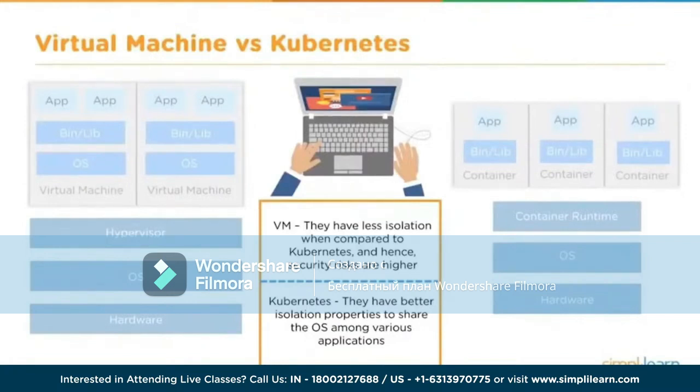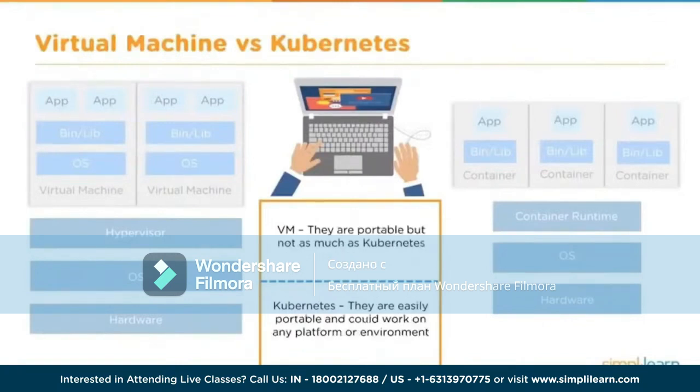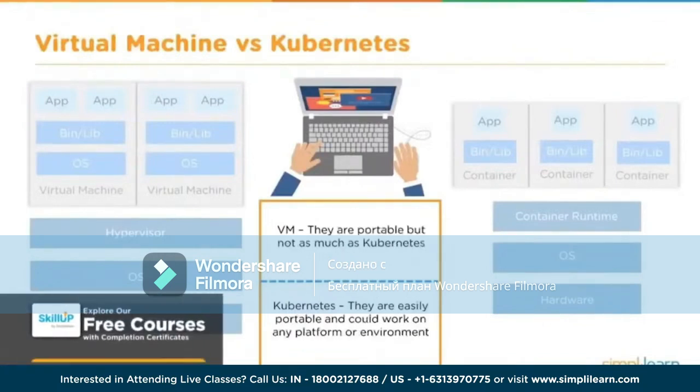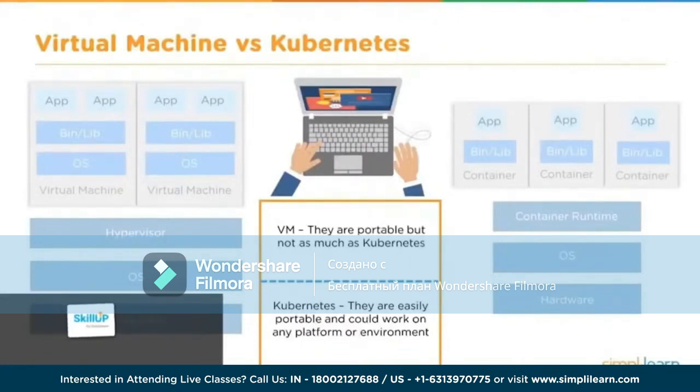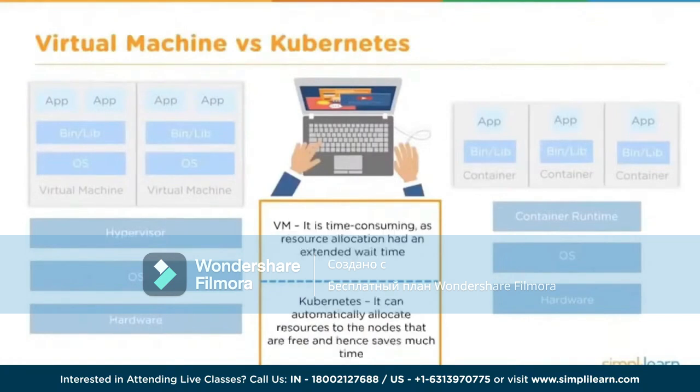This makes the whole solution much more flexible and allows you to run many more containers on a piece of hardware than running virtual machines on a single piece of hardware. So as we highlighted here, VMs are not as portable as Kubernetes, and Kubernetes is portable directly related to the use of containerization. And because Kubernetes is built on top of containers, it is much less time consuming because you can script and automatically allocate resources to nodes within your Kubernetes environment. This allows the infrastructure to run much more effectively and much more efficiently.